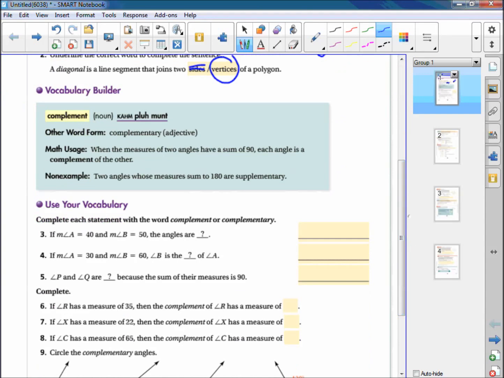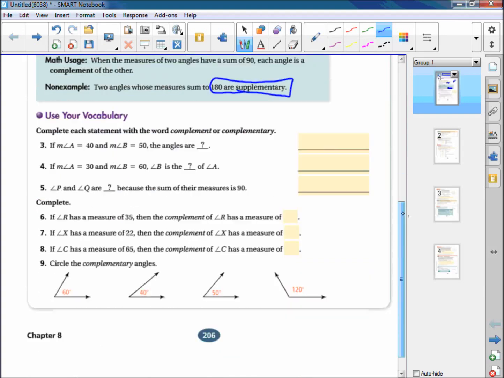Complement is our vocabulary for today. We've seen this one already. Complementary is an adjective. Our math usage for complement is this: when the measures of two angles have a sum of 90 degrees, each angle is the complement of the other. A non-example is two angles that sum to 180, which are supplementary. Supplementary is two angles that add to 180, but these are definitely not complementary.